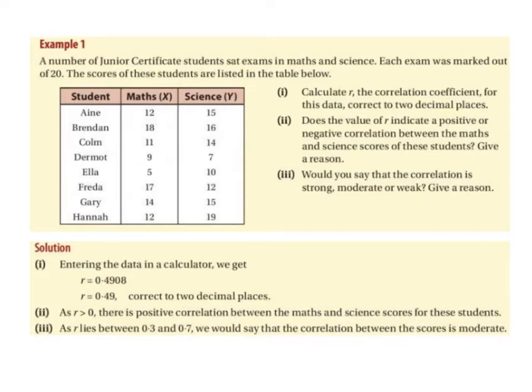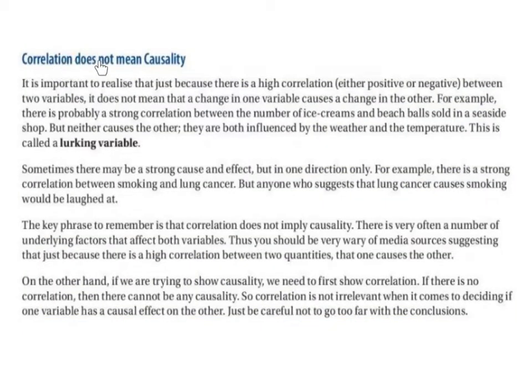Part 3. Would you say that the correlation is strong, moderate or weak? Give a reason. As r lies between 0.3 and 0.7, we would say that the correlation between the scores is moderate. So between 0.7 and 1, we would say it was strong, and between 0 and 0.3, we would say it was weak. Correlation does not mean causality.